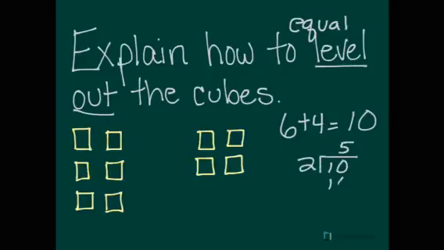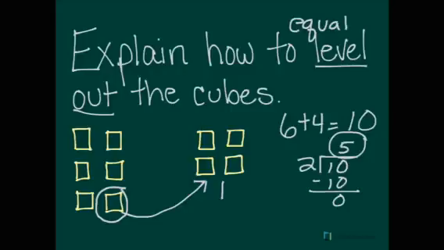So 2 goes into 10. Hopefully you know your math facts. It just goes in 5 times. So if I want to make them both equal, I need to have groups of 5. So what I'm going to do is take 1 cube from here and move it over here. Now I have 1, 2, 3, 4, 5 in this set, and 1, 2, 3, 4, 5 in the other set. So I have leveled out the cubes.